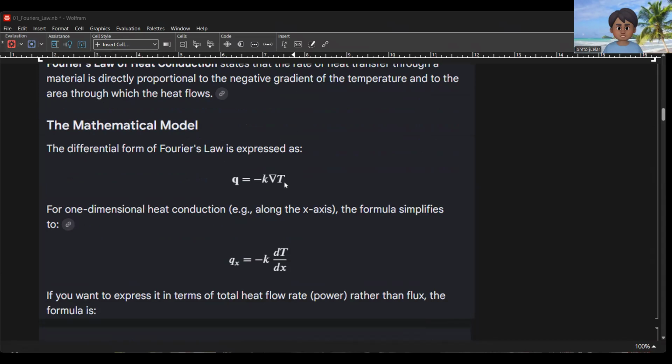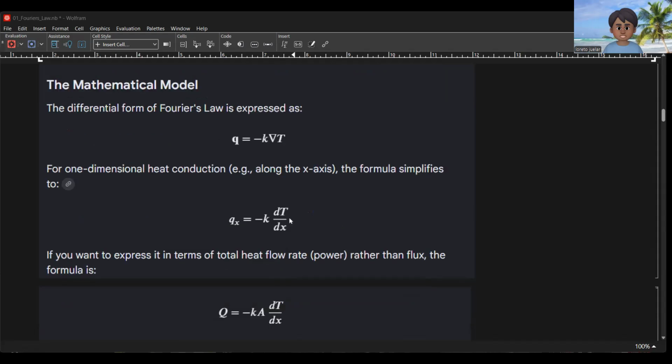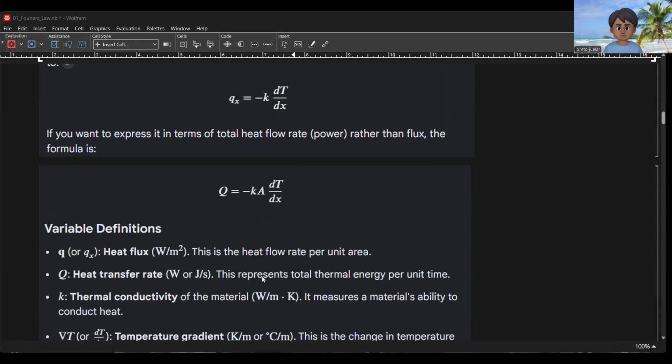T, the temperature in Kelvin. So for one-dimensional heat conduction, for example along the x-axis, the formula simplifies to q sub x equal to negative k dT over dx. If you want to express it in terms of total heat flow rate, power, rather than flux, the formula is this one. So we have the variable definitions: the small letter q or q sub x.